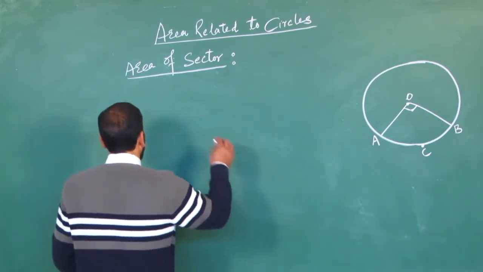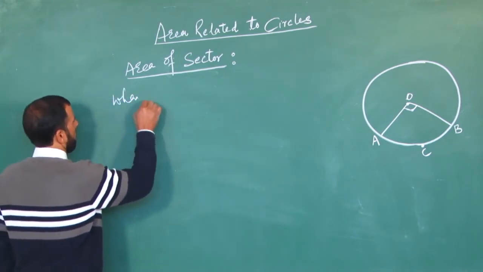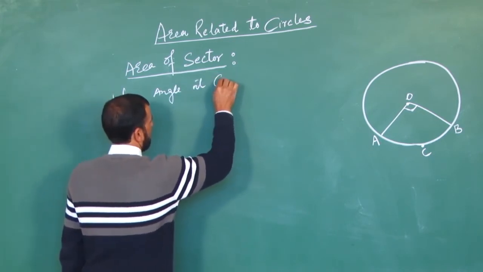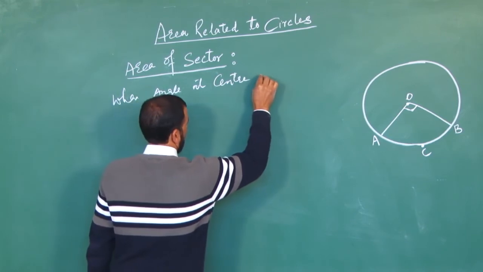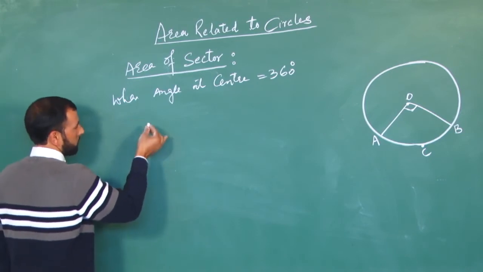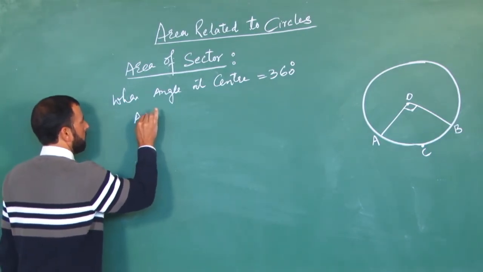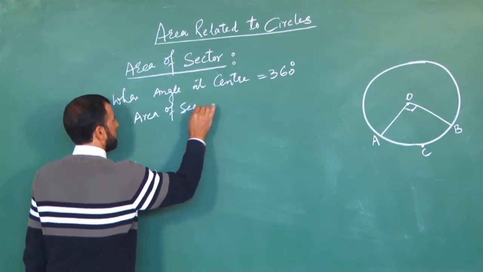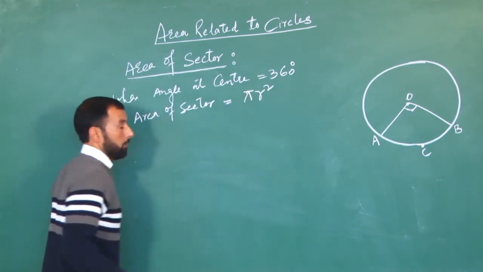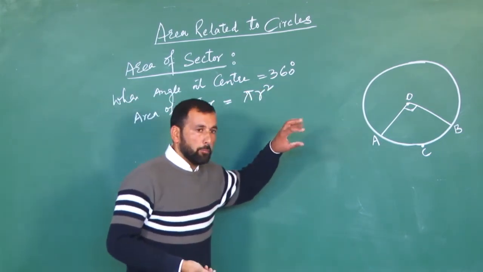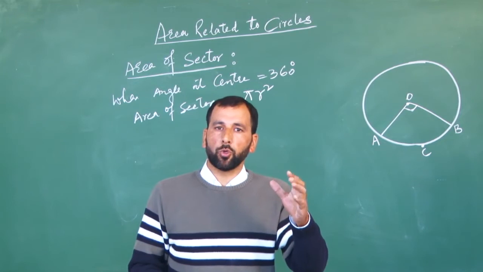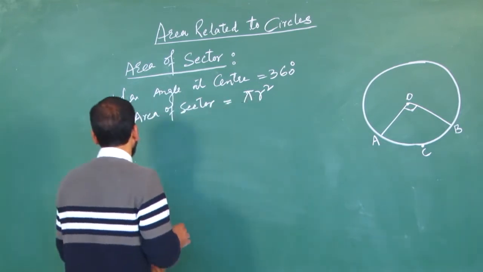So when the angle at the center is equal to 360 degrees, then the area of the sector is equal to pi r square. When the angle measure is 360 degrees, the area of the sector is equal to pi r square.